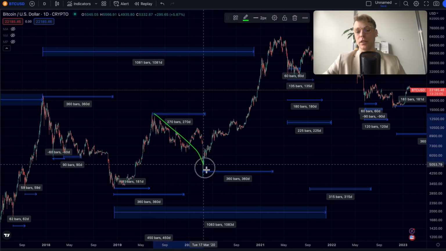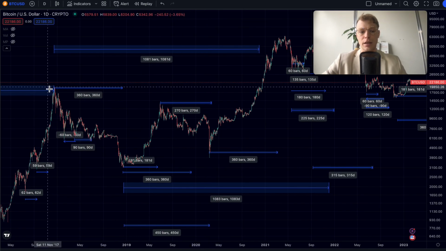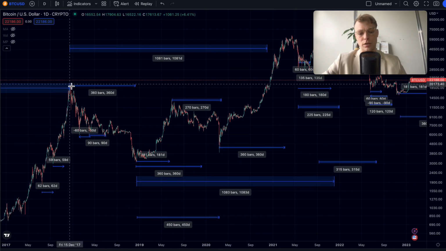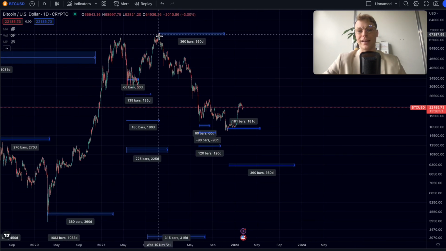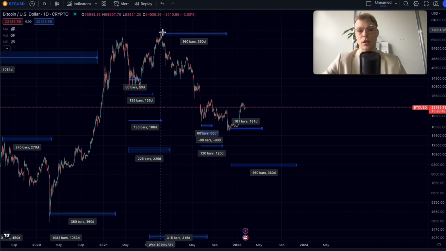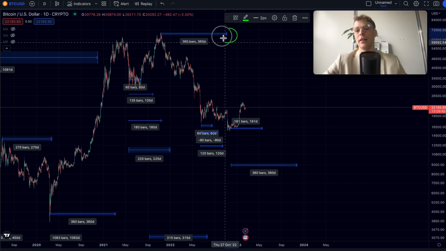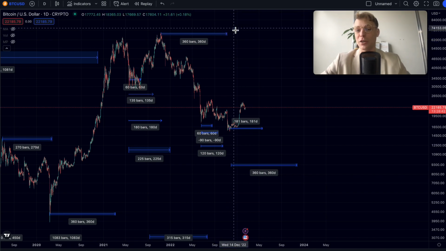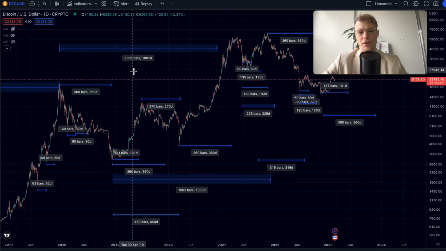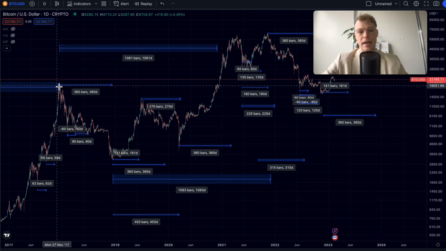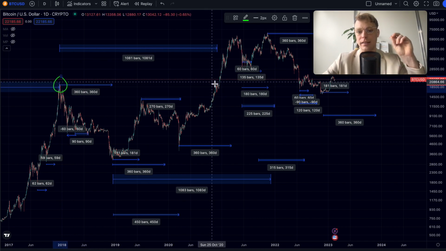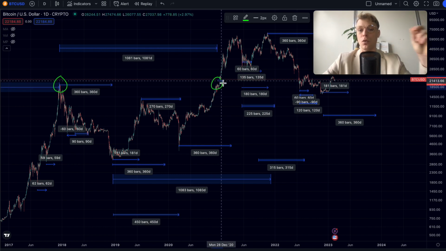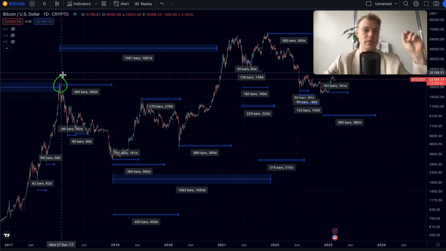Then from that high till the March capitulation event low was 270 days. If we have a look at the top of Bitcoin in 2017 till the bear market low, that was a cycle of 360 days. The top of Bitcoin in 2021 till the bear market low right here is also a cycle of 360 days. We also have a cycle of 1080 days, and we start, for example, from the high at $20,000, and exactly 1080 days later we are at the same level, $20,000. Is that coincidence? I don't think so.